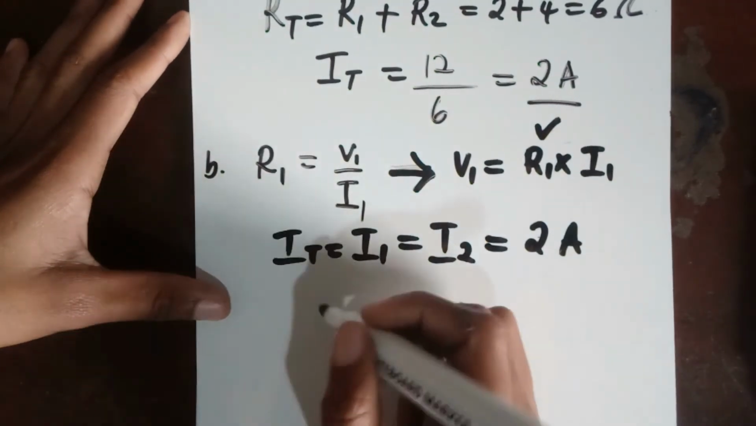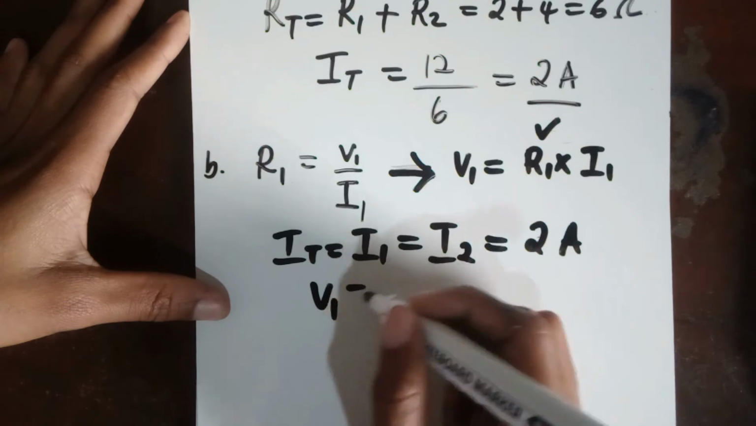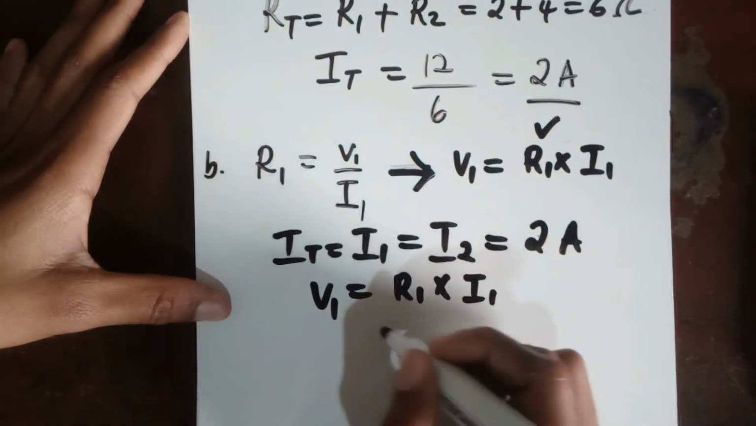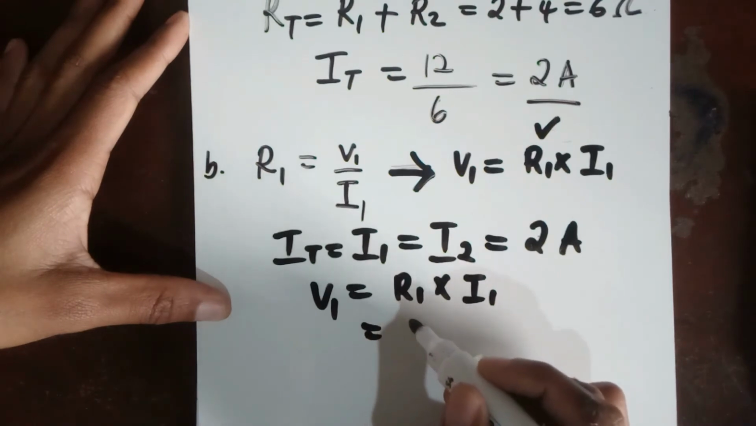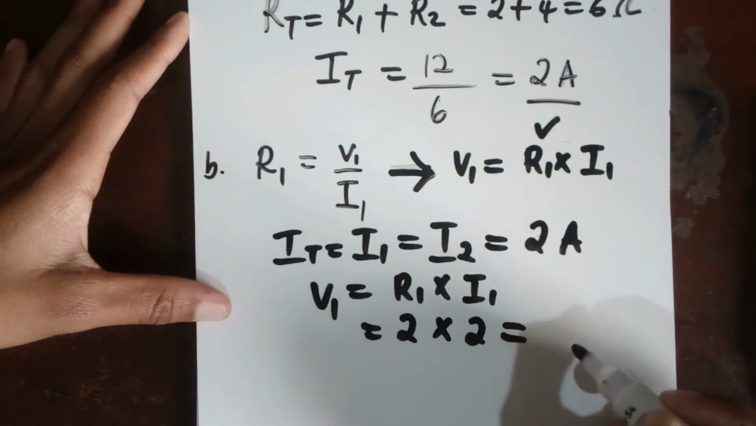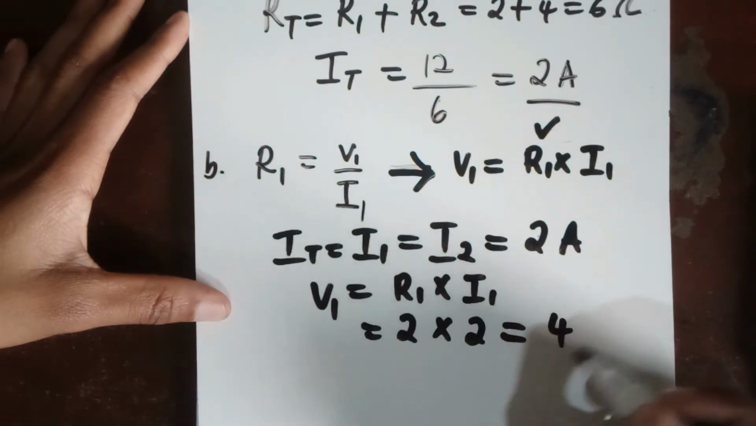Right, so now it means that it's a very simplistic calculation. We can just substitute everything that we already know. So R1, we know it's how much is R1? We said it's 2 multiplied by 2, which is going to give us 4 volts.